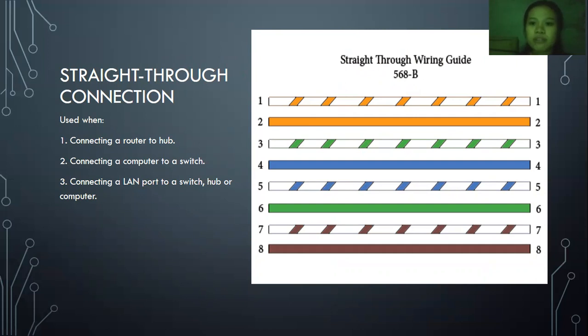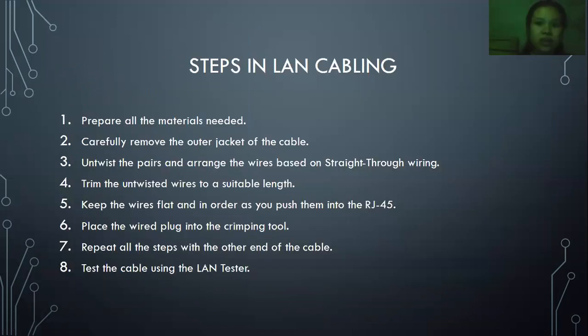So here we have a straight-through wiring guide which should be followed. The arrangement of the wires from left to right must be first white-orange, followed by orange, white-green, blue, white-blue, green, white-brown, then brown. So the wires must be arranged properly and inserted properly into the RJ45 before crimping. So the arrangement must be followed carefully.